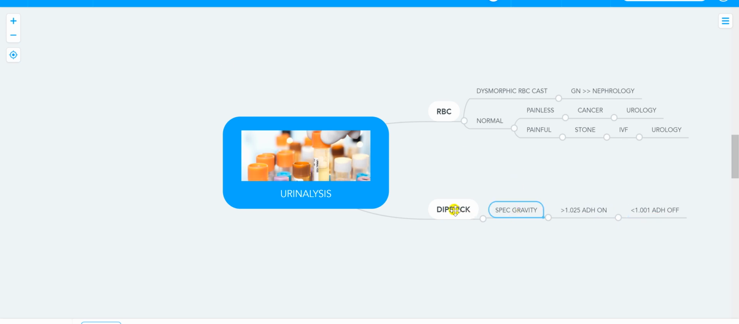And then what else do we look for? We look at the protein. If there's protein, what does that tell you? Could be diabetes or nephrotic syndrome. Okay, that's the thing that we think of, could be.